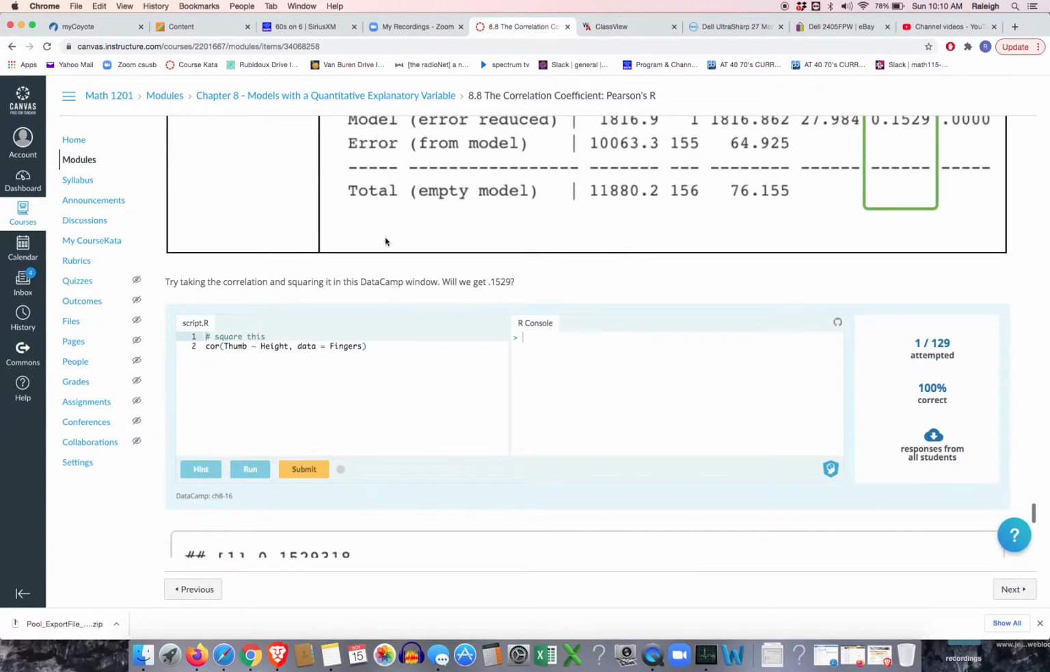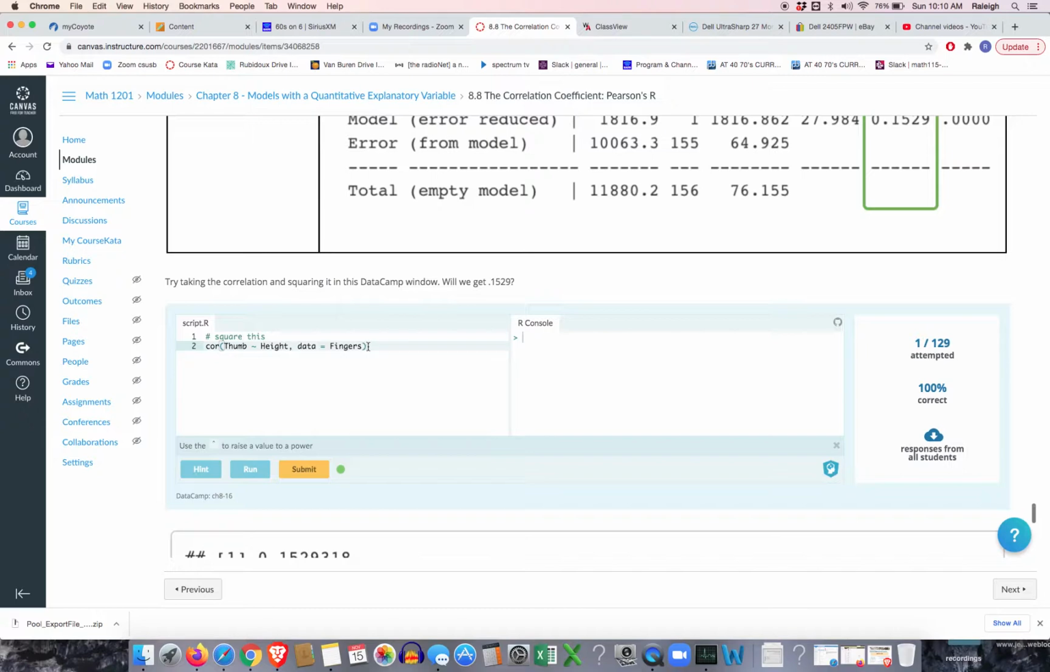So try taking the correlation and squaring it in this window. Will we get 0.1529? Well, let's take a look at the hint and see what it says. Use the caret to raise a value to a power. Well, that's no big deal. So I guess all we have to do is just take this correlation they've already kindly done for us and be sure to square it. So really all we have to do is to put a caret and a 2. So that was their hint.